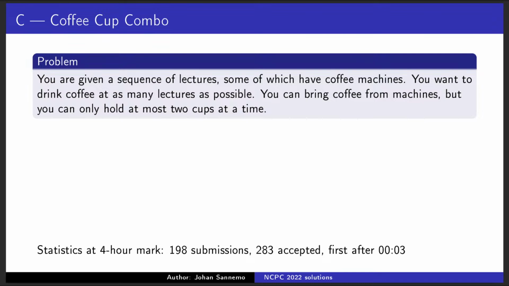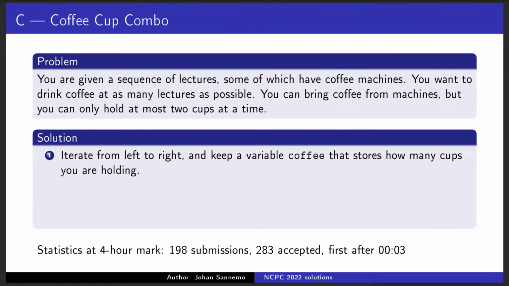The solution here is quite straightforward. You just want to greedily bring as much coffee as possible, and if you are at a lecture with coffee, you drink that coffee and it gets expended. So you can solve this by iterating from left to right and keeping track of how many coffee cups you are currently holding and what the answer is, and you will update these values accordingly.